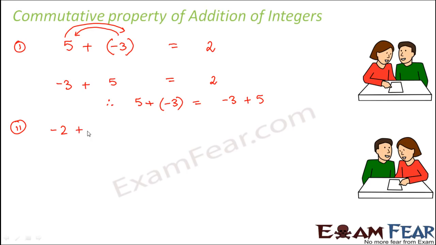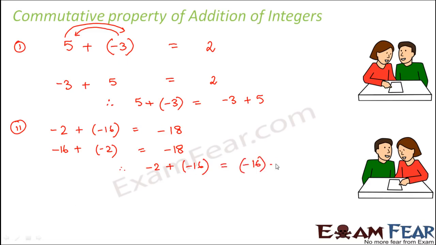Let us take two integers, minus 2 and minus 16. So if you add minus 2 to minus 16, what do you get? You get minus 18. Now let us say if we change the position, that is minus 16 plus minus 2, what do you get? In this you get minus 18 again. So from here also you see that minus 2 plus minus 16 is the same thing as minus 16 plus minus 2. So basically what does this prove?